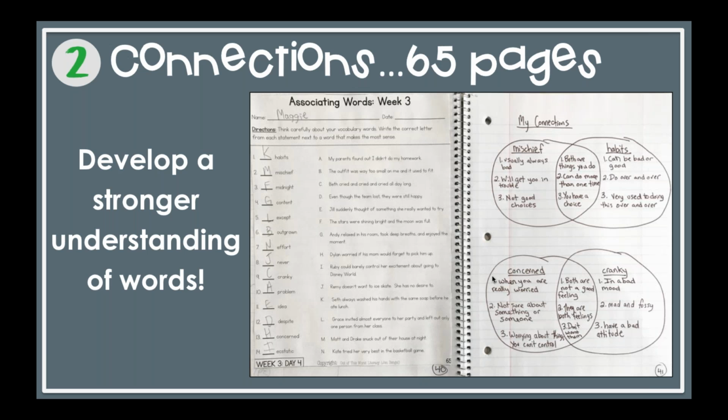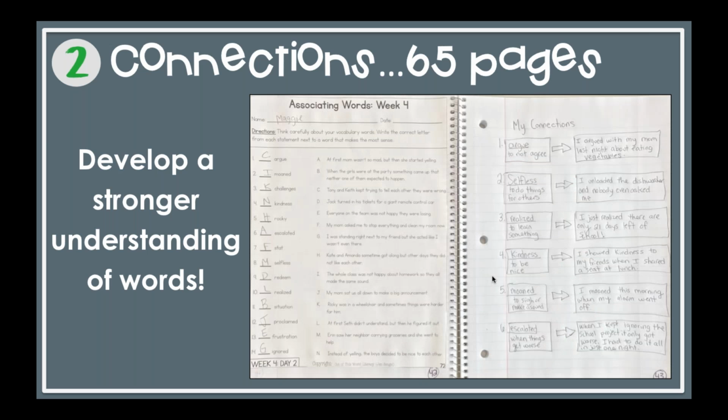They can pick two of the words and on the outside write a bunch of different things that those words mean, and then on the inside put how they're alike. So mischief: usually always bad, you'll get in trouble, not good choices. Habits can be bad or good, do over and over, very used to doing this over and over. And in the middle, they have both things you can do more than one time, and you have a choice with both. So I like how they put that Venn diagram together like that.